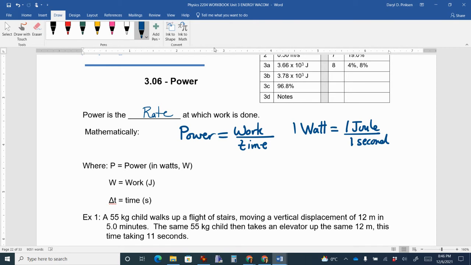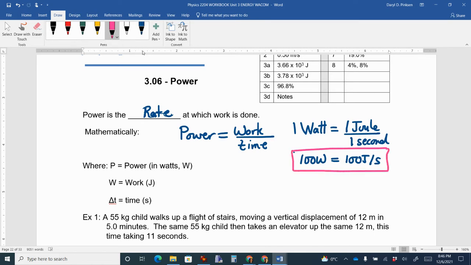So if you are doing 1 joule of work every single second, that means that you have 1 watt. And therefore, 100 watts would be 100 joules per second. That's what a 100-watt light bulb does. It converts 100 joules into heat and light every single second.